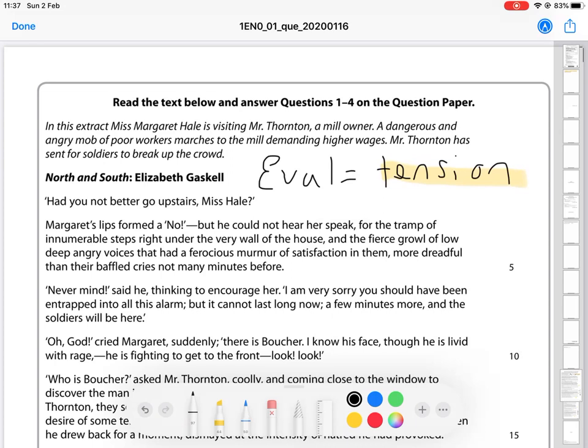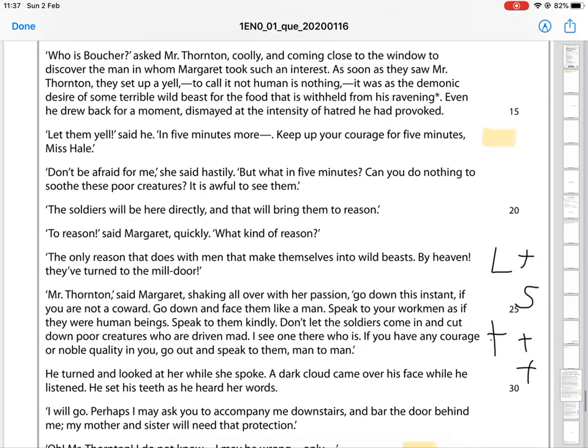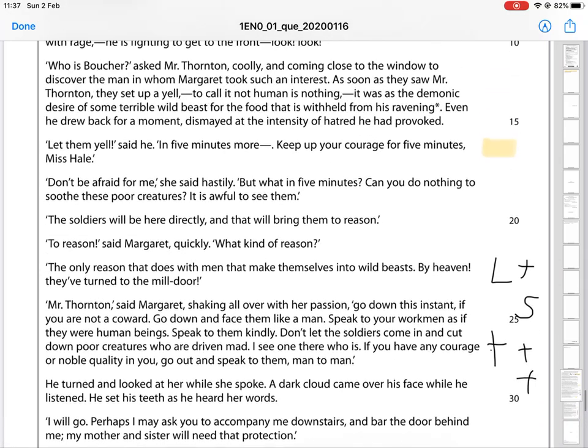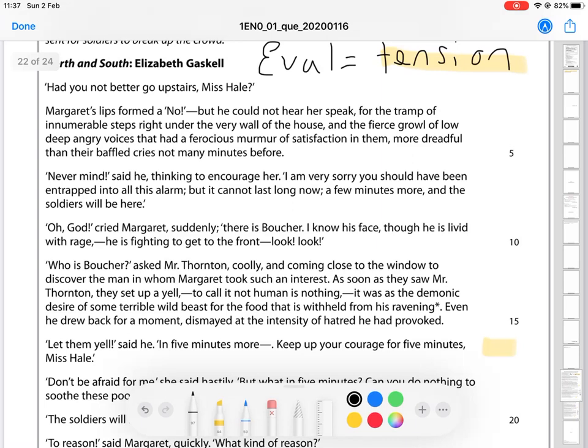Now, let's begin with tension. Why do I begin with tension? Why do I begin with evaluation? Because 16 to 33 is language and structure. Therefore, anything outside of that box, from lines 1 to 15, well, that can't be language and structure. So what does it have to be? It surely has to be question number 4. And I know what question number 4 is because I've already done the work to find out that it's tension. So I've just got to look for tension.